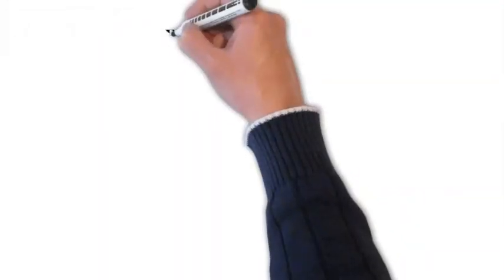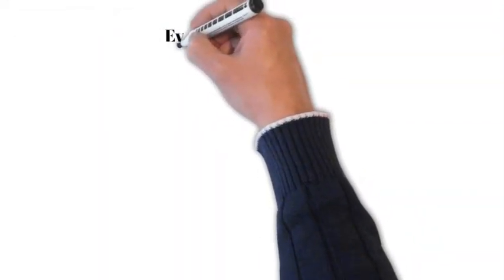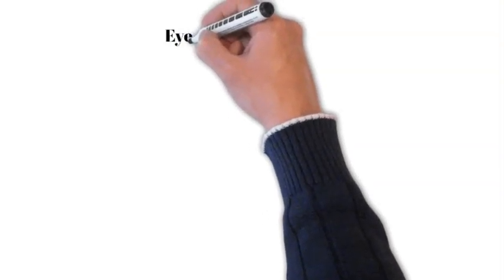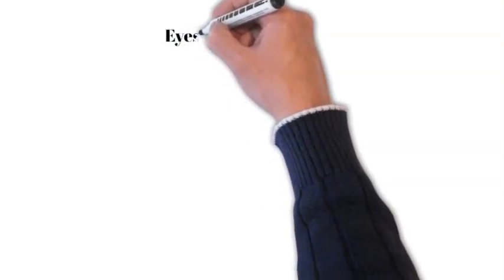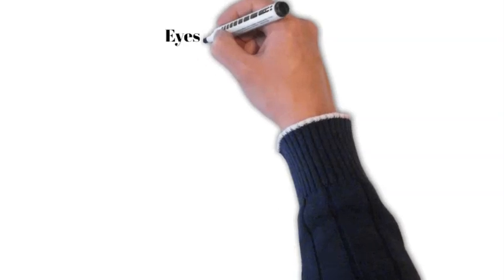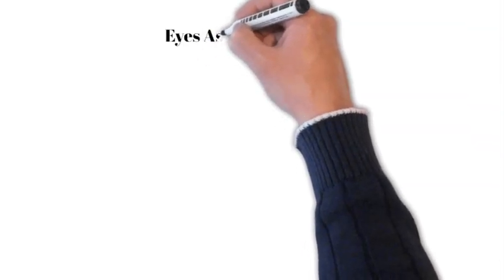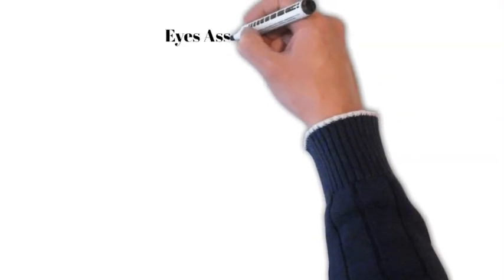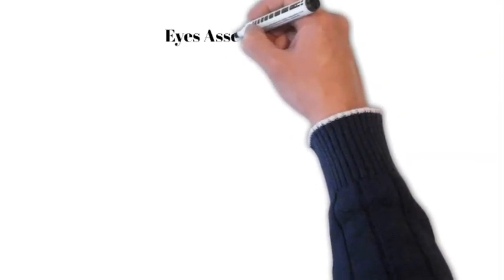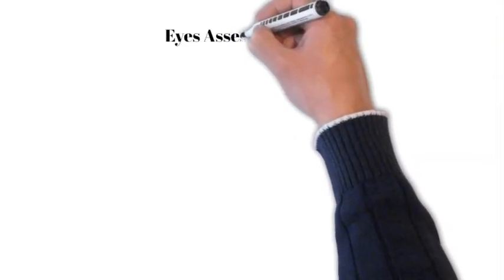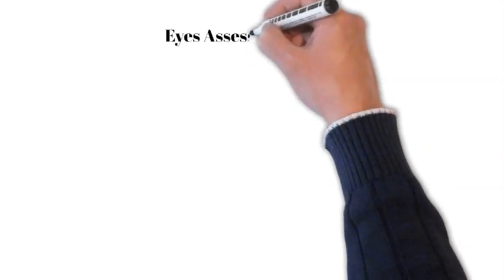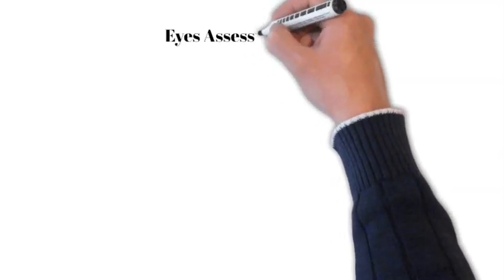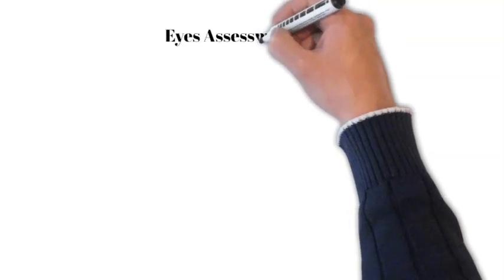Eyes assessment. Key terms: visual acuity, presbyopia, myopia, hyperopia, astigmatism, strabismus, nystagmus, diplopia, exophthalmos, enophthalmos, ptosis, conjunctivitis, sclerolicterus. Definition of key terms. Visual acuity, the sharpness or clarity of vision. Presbyopia, the age-related loss of near vision.